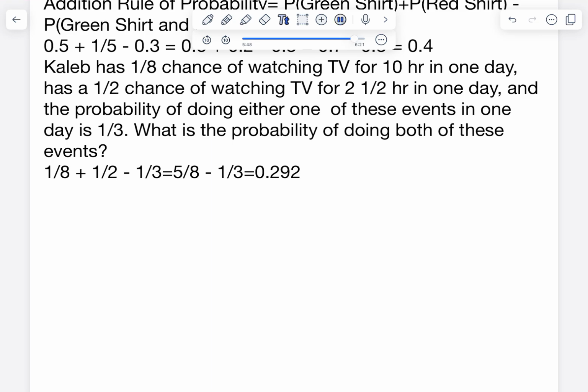So 5/8 minus 1/3. If we do this in decimal form, 5/8 would be 0.625, and 1/3 would be 0.3 repeating. So that would equal 0.292. Yeah, so that's the probability of doing both of these events.